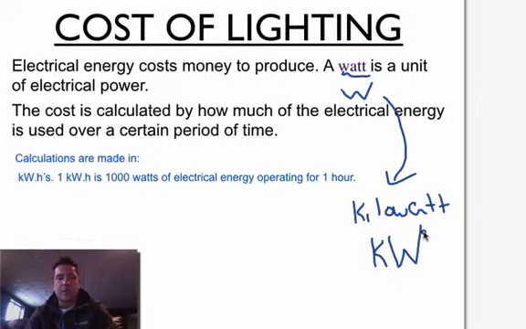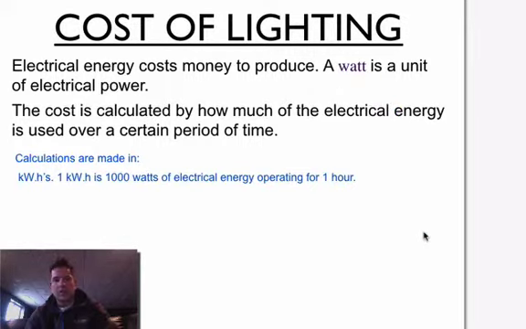Again, I would like to remind you that you should be writing down notes as we go through this. If you need to pause the video to jot something down, you have the ability to do that as well. The cost is calculated basically by how much electrical energy we're consuming or using over what period of time we use it.